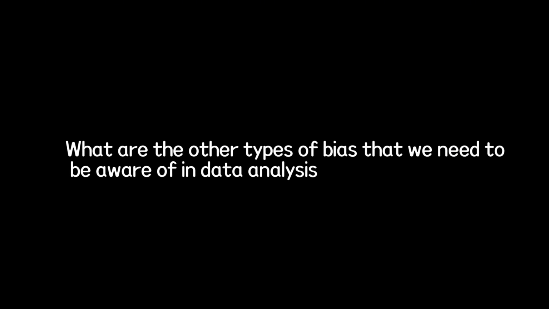Makes sense. Now, you mentioned selection bias earlier when talking about sampling. What are the other types of bias that we need to be aware of in data analysis? Well, selection bias is really a broader category. It's about how the data you're working with might not be truly representative of the bigger picture. It can happen in different ways, like undercoverage bias, where certain groups are missing from your sample. Think about those old landline phone surveys. They probably missed a lot of younger people who mostly use cell phones.